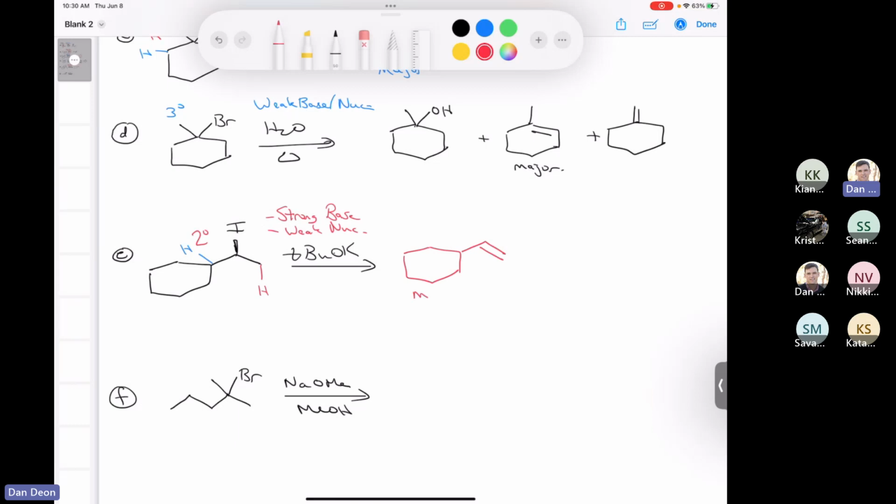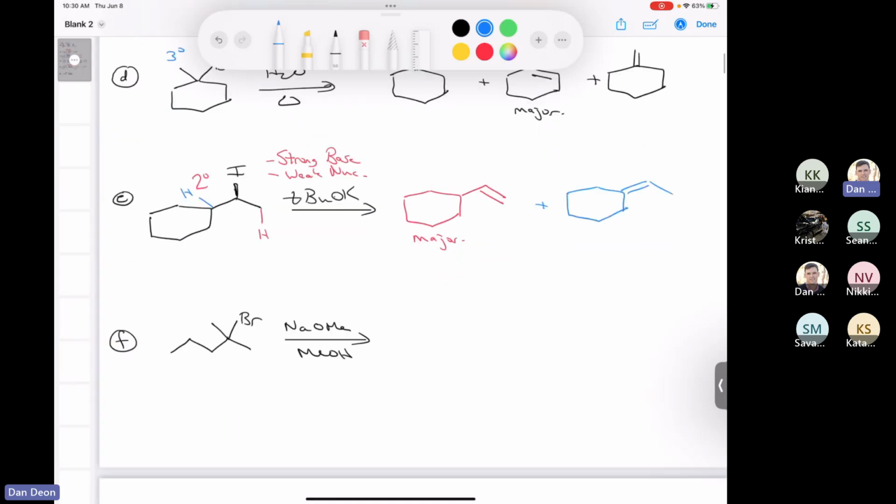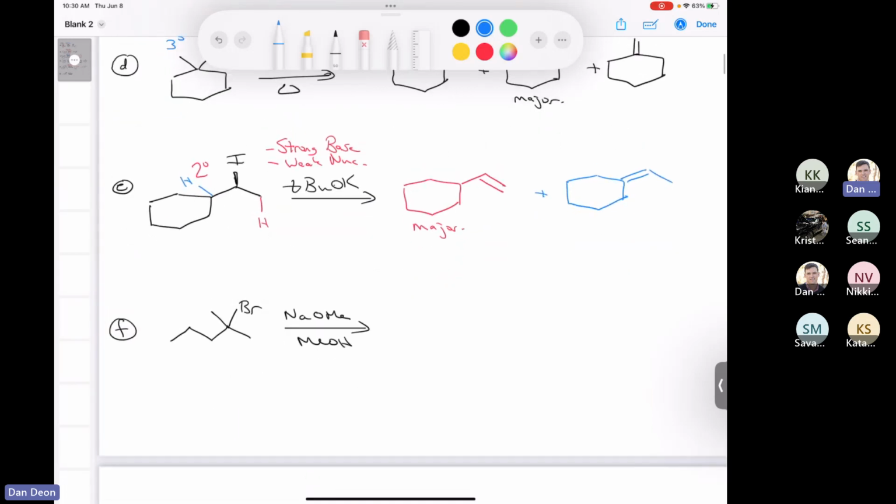So I would say that this is the major. I didn't look at the solutions manual, but it might form a little bit of this. But maybe not, since that proton is so hindered. And then in F, we have a tertiary alkyl halide, and we have a strong base, strong nucleophile.